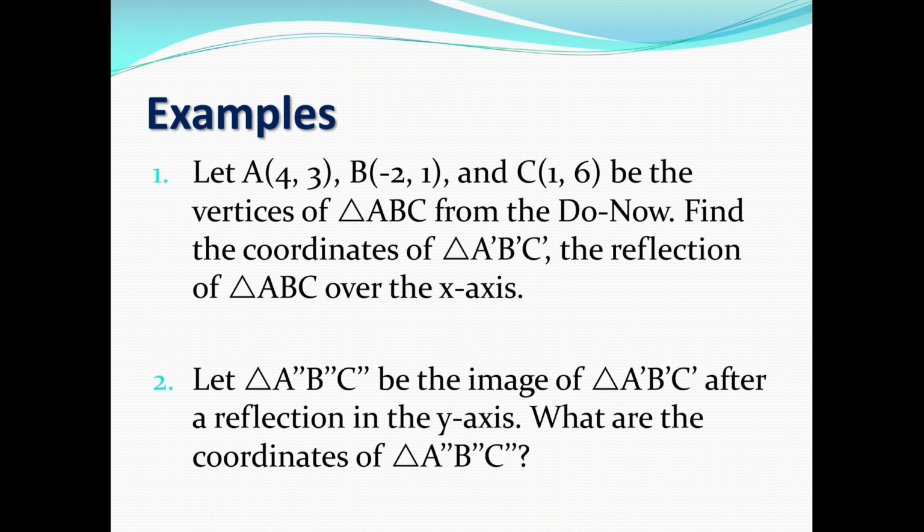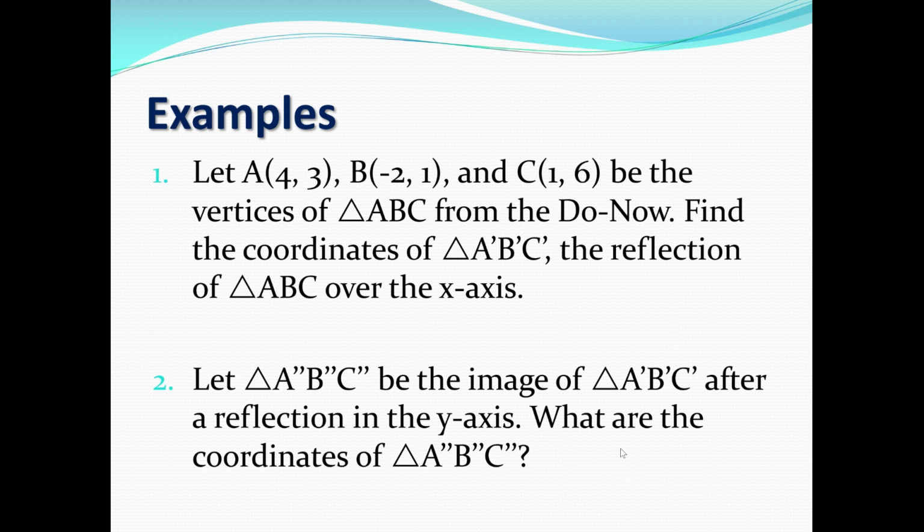We're going to take the same coordinates from the do now, and now we want to find the coordinates of triangle A prime, B prime, C prime, the reflection of triangle ABC over the x-axis. And then after that, we're going to let triangle A double prime, B double prime, and C double prime be the image of the triangle A prime, B prime, C prime after a reflection in the y-axis. What are the coordinates of A double prime, B double prime, and C double prime?